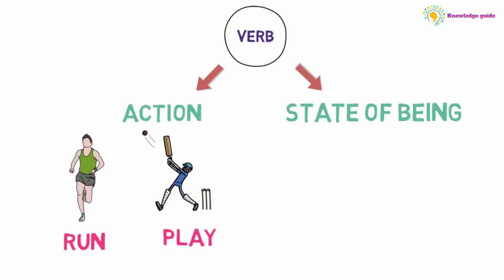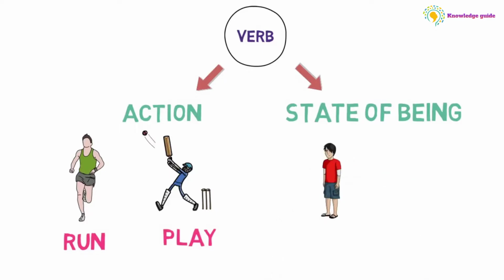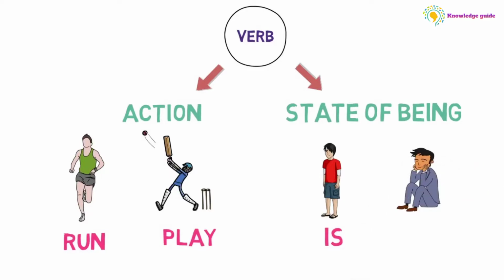Now let me show you the state of being verb. In other words, we can say that it is a static type of verb. So what is this boy doing in the picture? The boy is standing. And so here we can say that the verb is stating that the boy is standing. Another picture, let me show you, what is this boy doing? The boy feels very lazy, and thus the word feels is a state of being verb.